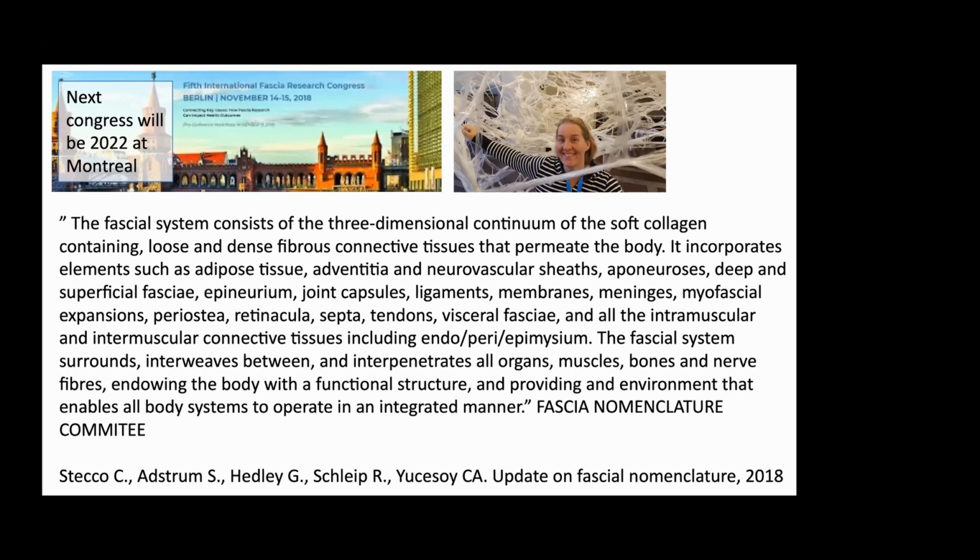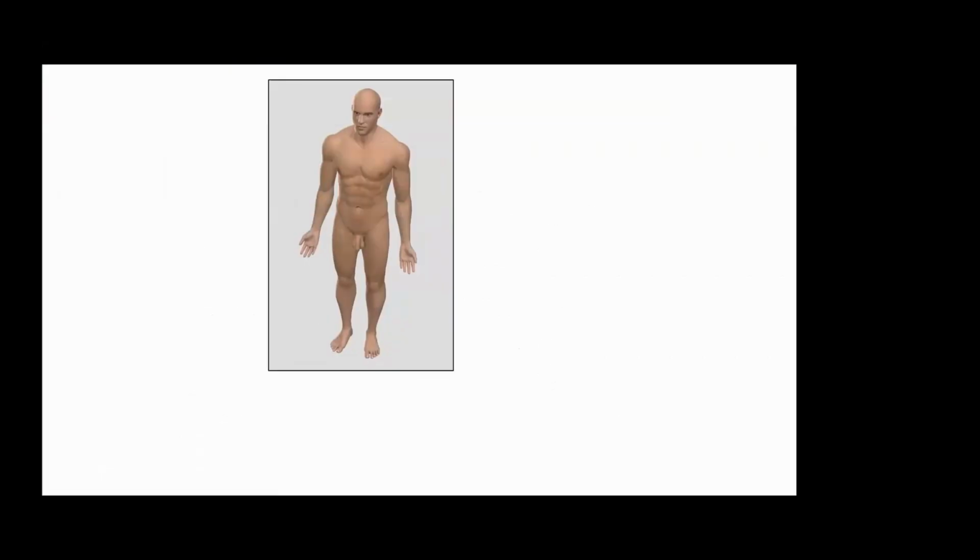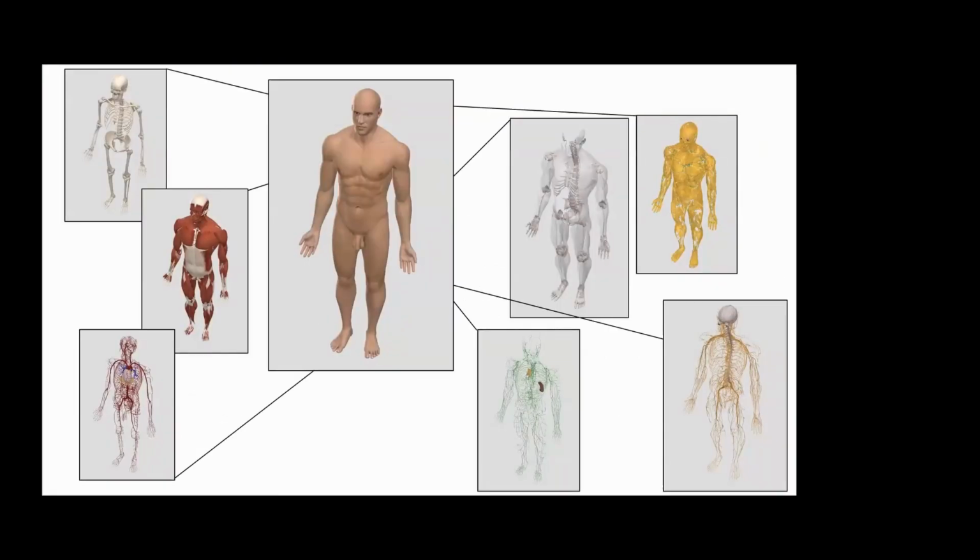So these few sentences really give the idea of how fascia is covering things. It is connecting things. It is also separating things. So everything is really connected, and at the same time, fascia is providing this kind of environment where the other body parts are operating in an integrated manner. So we are really talking about the kind of structure which is holding things together and connecting body parts together.